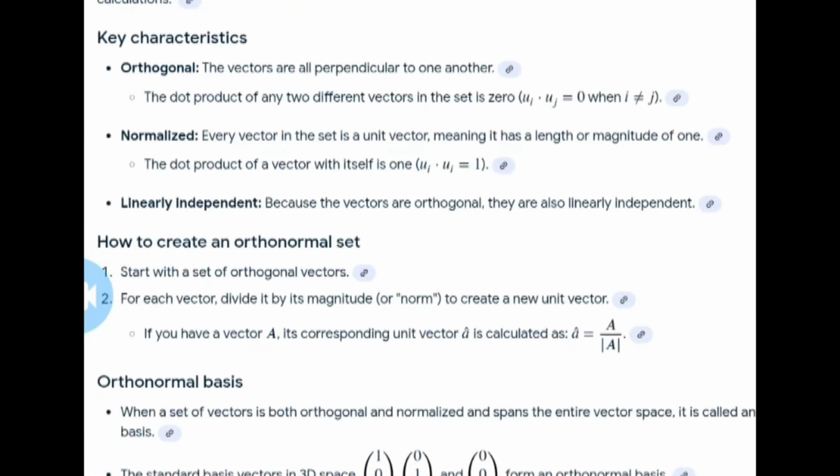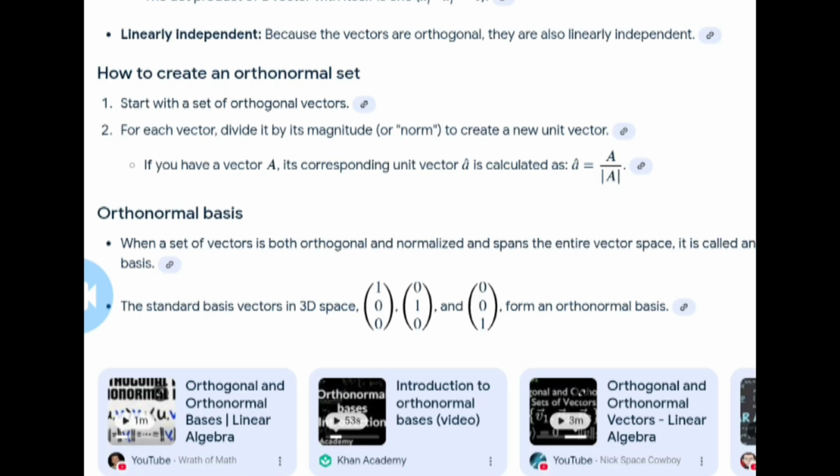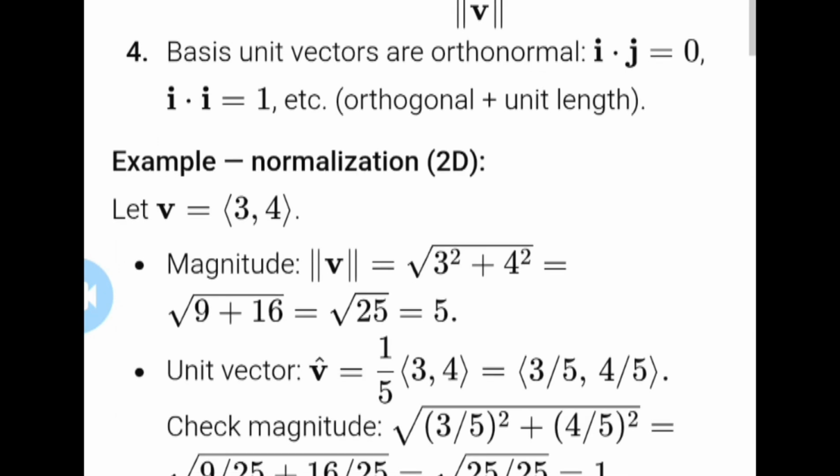Linearly independent. Because the vectors are orthogonal, they are also linearly independent. What that basically means is that there is no linear relationship between the two. They are at 90 degrees with each other. How to create an orthonormal set? We are not going to get into this. We are going to move back to unit vectors.